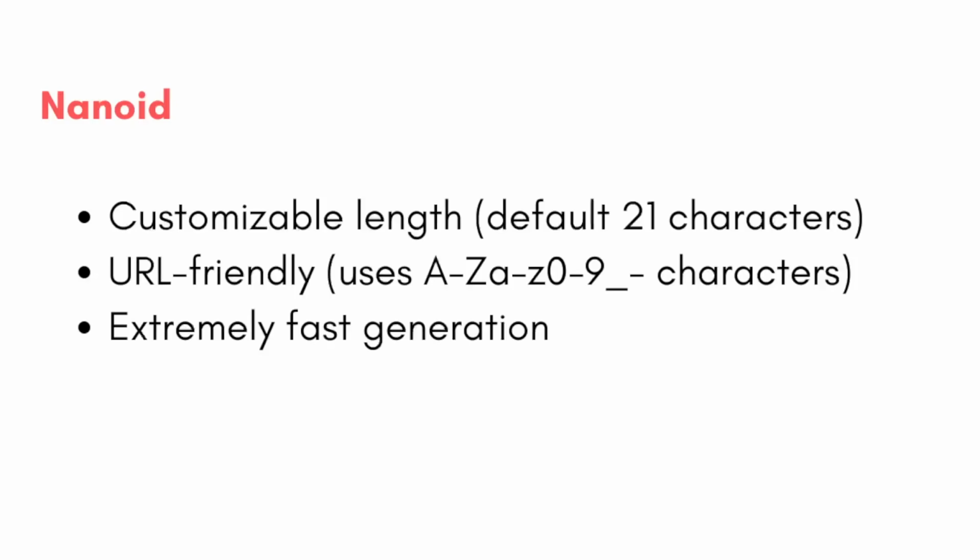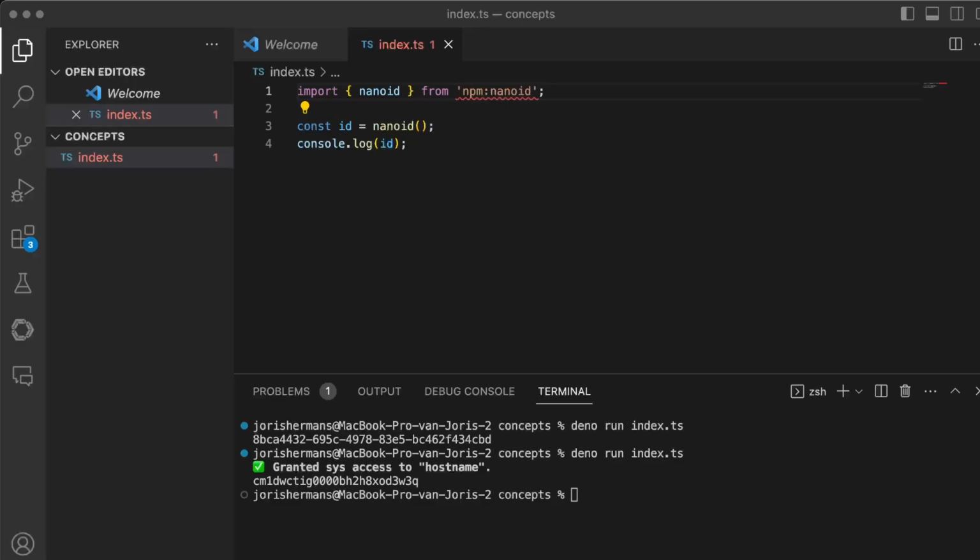And last but not least, the Nanoid: customizable length, default 21 characters, URL friendly, and extremely fast to generate. So Nanoid is very nice for building front-end applications and to have indeed a compact unique identifier. So if we run this, you see that it's even more compact than the CUID, and it's nice because it's also very unique. So if you're building nice front-end applications, I would recommend to go for Nanoid.